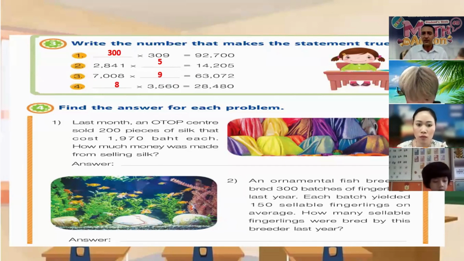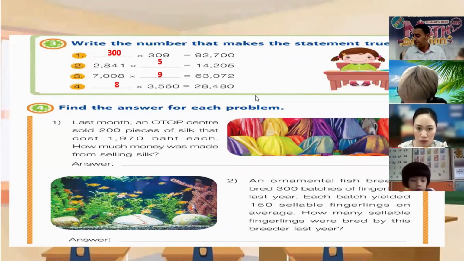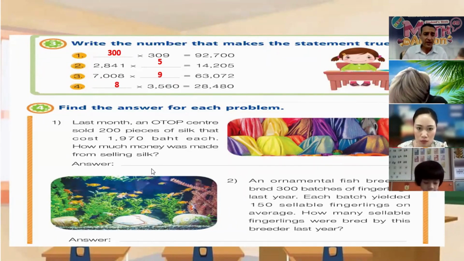Okay, now students, here we have some problems. So we have to solve each problem. Okay, so problem number 1. First of all, read the problem. What is the problem telling us?